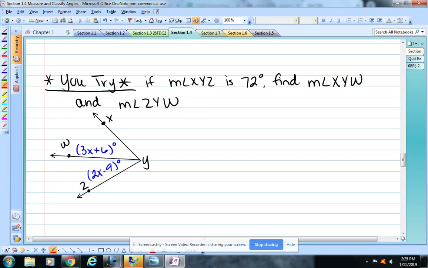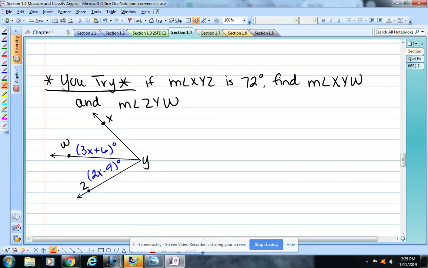Yeah, you were moving stuff and you didn't have the equal sign. Okay, so you just combine your like terms: 3x plus 2x is 5x, and 6 minus 9 is minus 3. And then you add 3 and then divide by 5 and you'll get it, because you didn't have it set up correctly, because the 72 makes a difference.